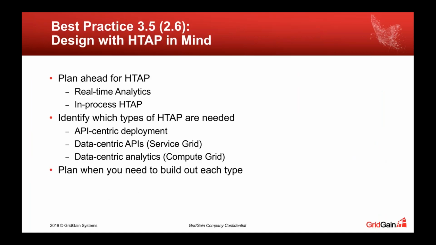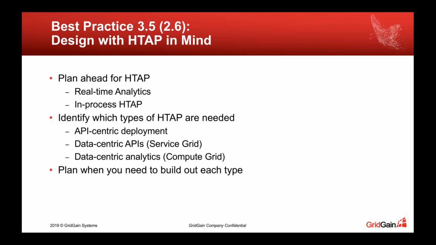So those are really the three patterns. You're going to have to plan ahead for each type of HTAP you need, meaning running transactions and analytics together and running analytics within the same transaction in process, or just running real-time analytics in general. And you're going to have to think about which mode. Is it just an API-centric piece of code you're running for HTAP, or is it something that has to be oriented around the data that you're going to run? And based on that, you're going to choose how you deploy.